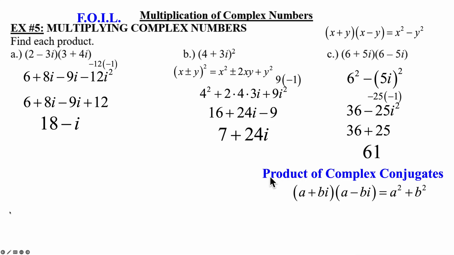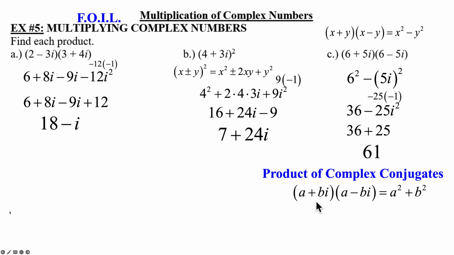We call this the product of complex conjugates. With complex conjugates, the signs are different in the binomials. This will always be a squared plus b squared, which becomes a real number. So there's another little arrow in that diagram of your number sets. You can draw that over, and that goes into real numbers.